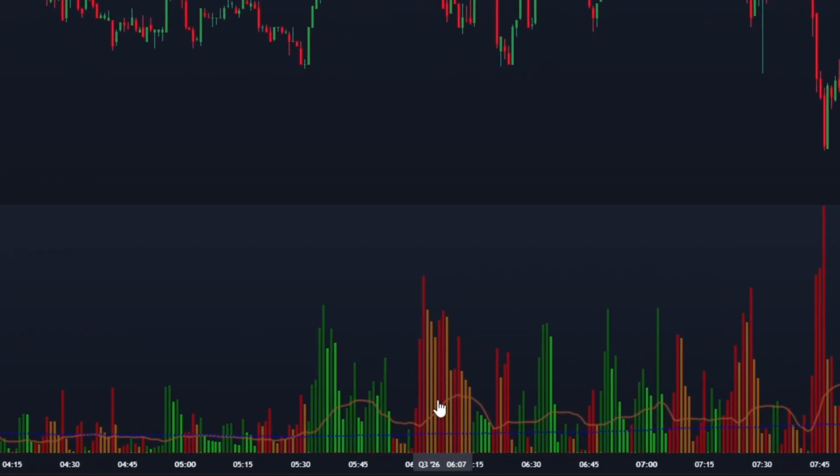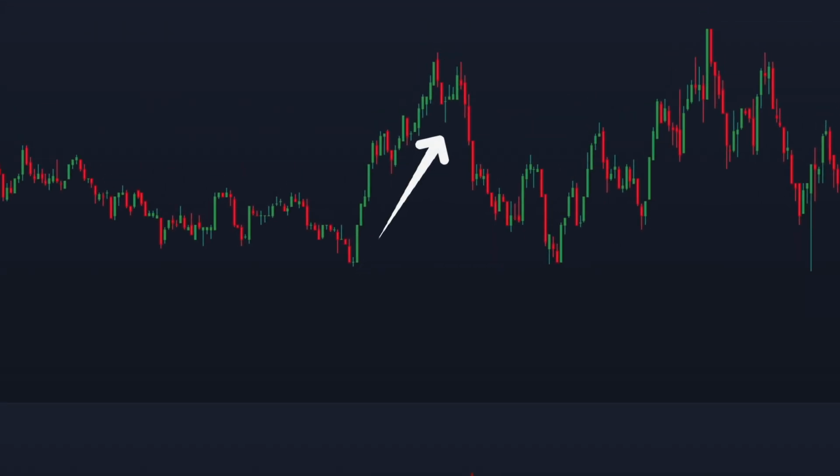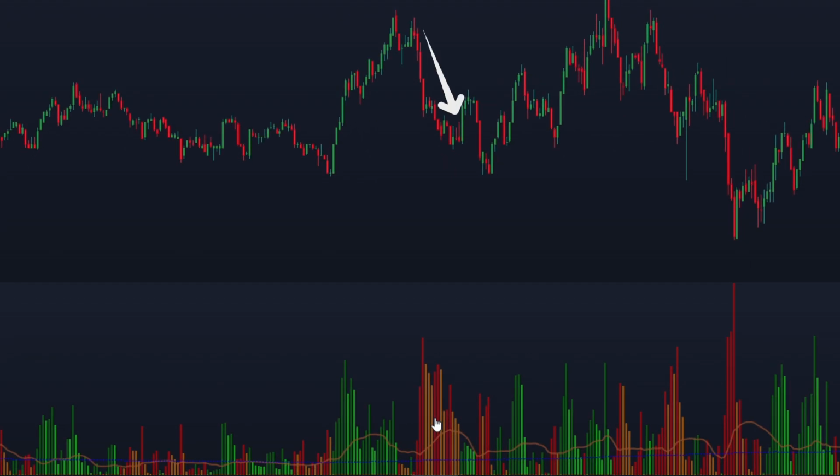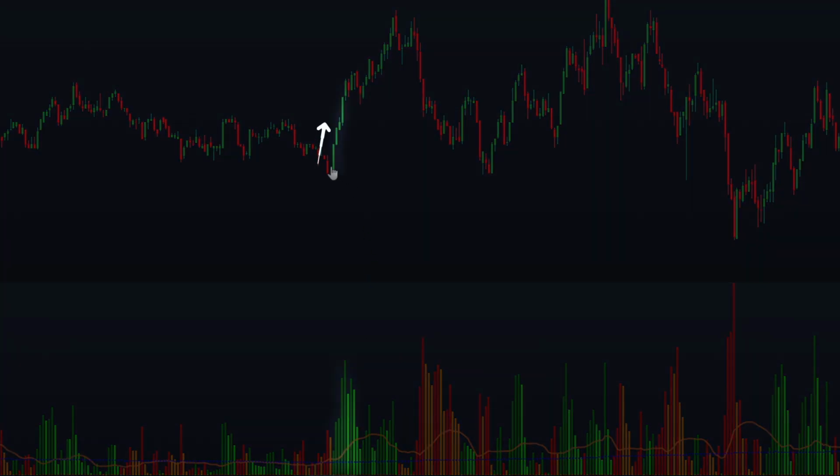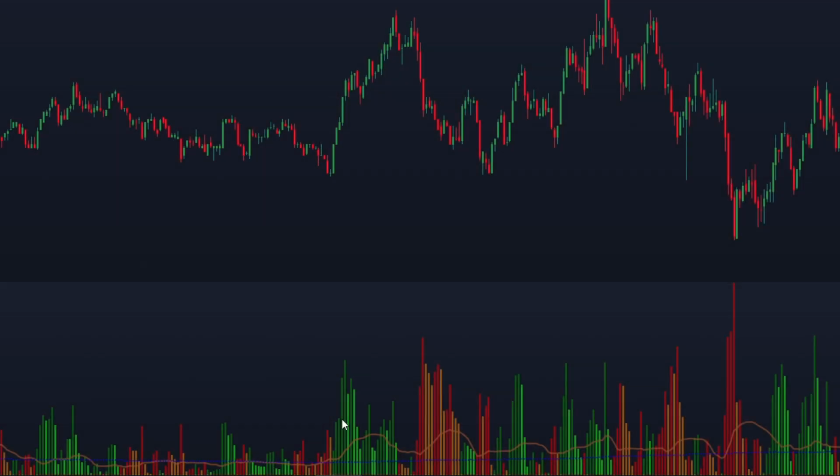First, the histogram. Green means upside momentum, red means downside, but the shade is where the real signal is. Dark green means upside momentum is building. Light green means it's fading, price is pausing or pulling back. Red means downside momentum is building, and orange means that downside is running out of gas. So you're not just reading direction, you're reading whether the move still has fuel in it.